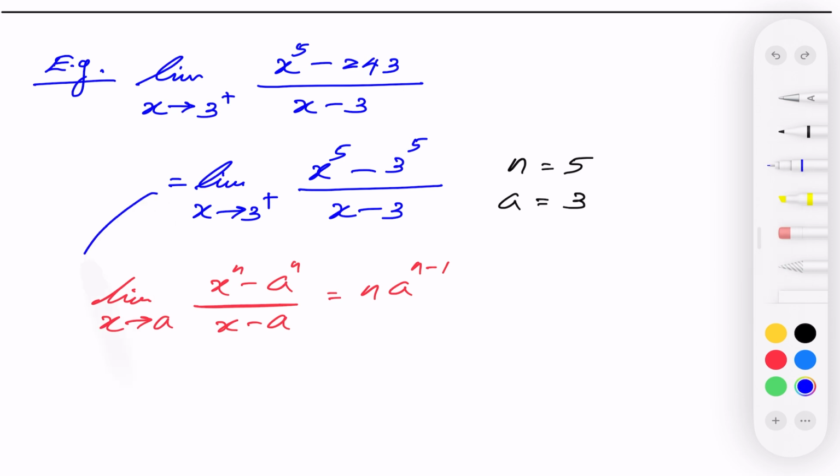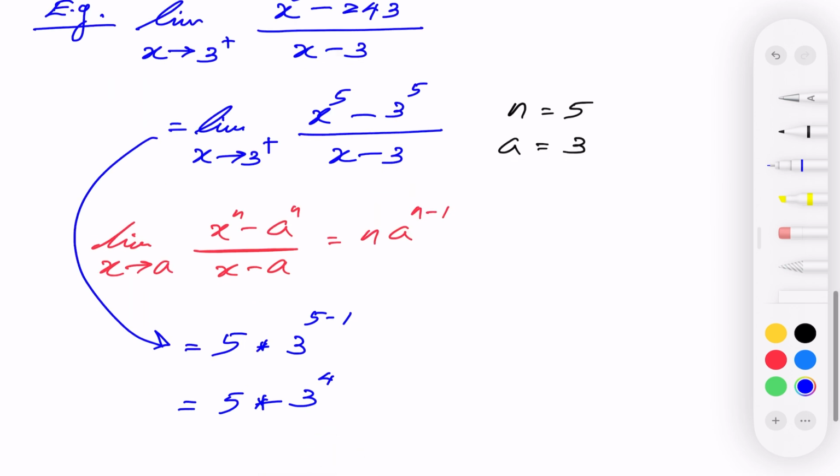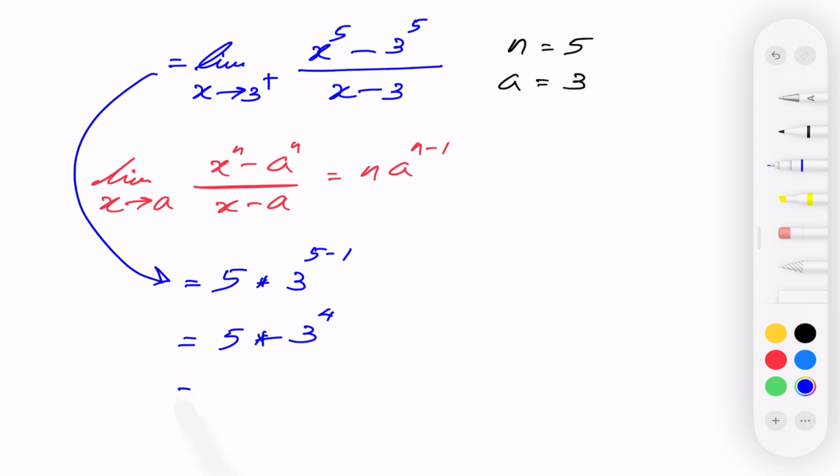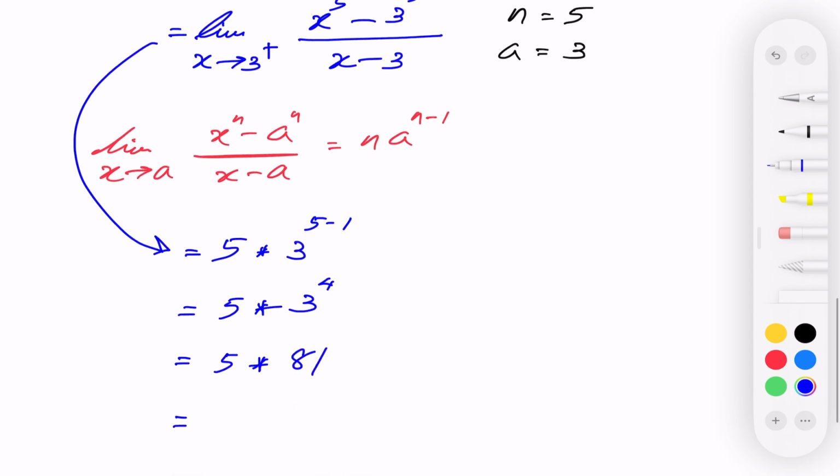Therefore, the final answer right here should be equal to n times a raised to the n minus first power. N is equal to 5, that times a, which is 3, raised to the n minus first power, 5 minus 1. Therefore, this can be simplified to become 5 times 3 raised to the 4th power. We need to do some further simplifications. This is 5 times, what is 3 raised to the 4th power? It's 81. Therefore, I need to find 5 times 81, which is 405. That's the final answer for this example.